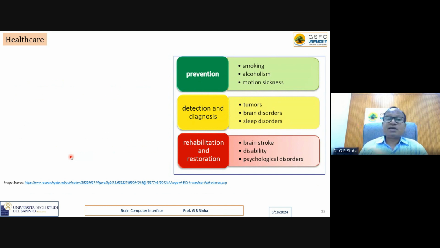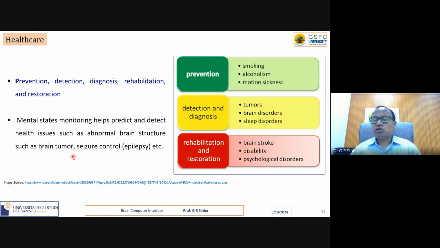As far as the application of BCI in healthcare is concerned, you already know about it; I have already explained many times. Detection and diagnosis: you can detect tumor, you can detect brain disorder. One can detect brain disability, sleep disorder, sleep disability. All these things can be studied by using brain signal. So one can prevent, detect, diagnose, rehabilitate, and restore certain functionalities of the organs of the human being with the help of brain signal.